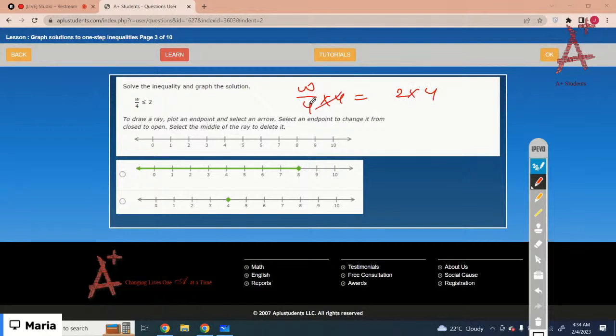Got it? So 4 and 4 cancel out. You're left with just W. Sorry, not equal, less than or equal. W is less than or equal to 4 times 2, which is 8. That means W can be 8, so 8 is included in the graph. So it has a filled in circle. Got it? And all the values are less than 8. So it is option number 1. Got it?